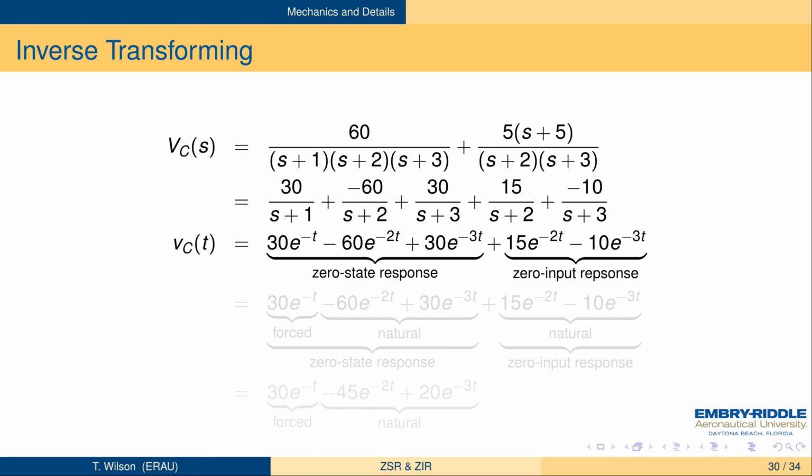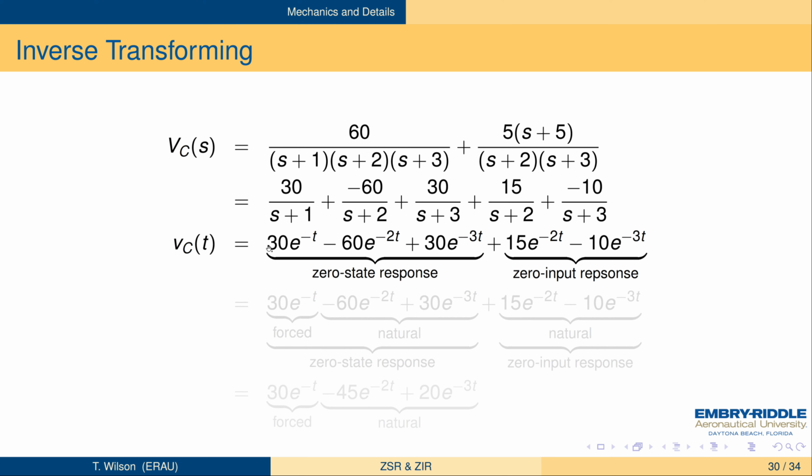So we get 30 times e to the minus t, minus 60 e to the minus 2t, plus 30 e to the minus 3t for the zero state response. If there had been no inductor current to start with, and if there had been no capacitor voltage, this is what we would have gotten for that same input of 2 e to the minus t. On the other hand, if there had only been the capacitor voltage and had been no input, we would have gotten 15 e to the minus 2t minus 10 e to the minus 3t. That's the zero input response.